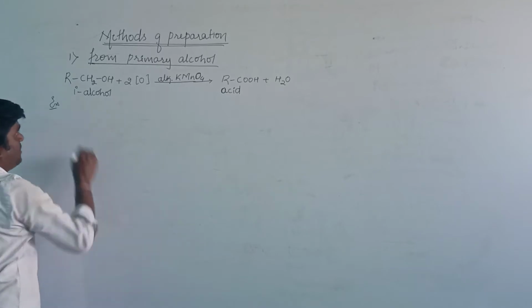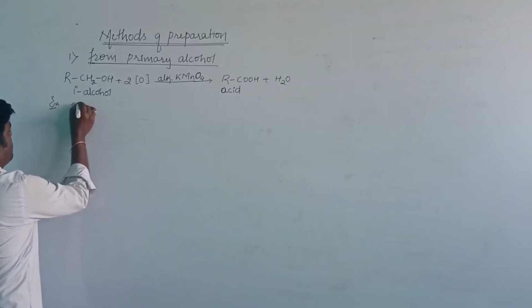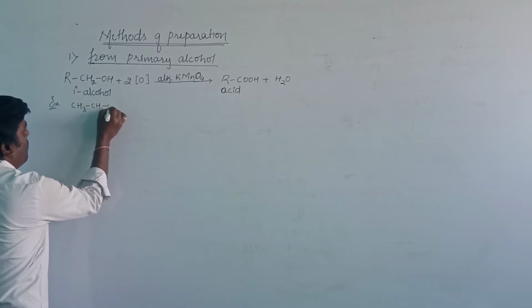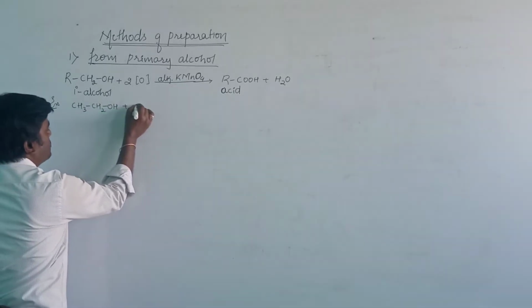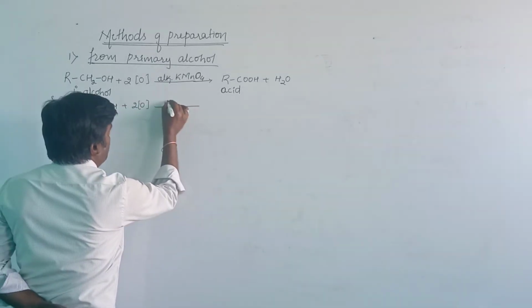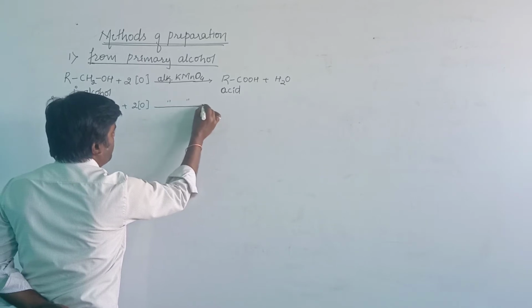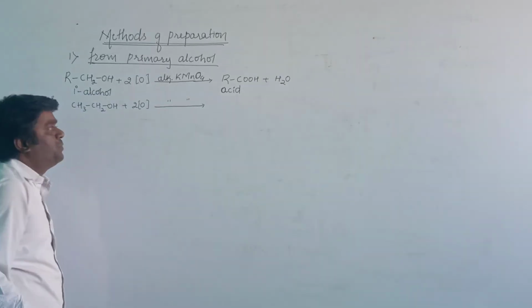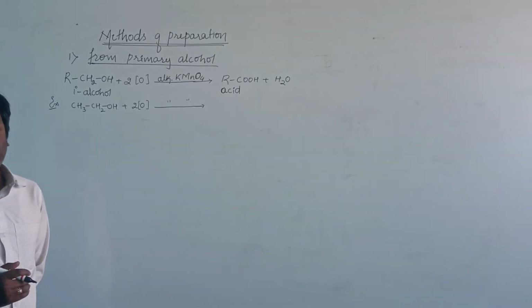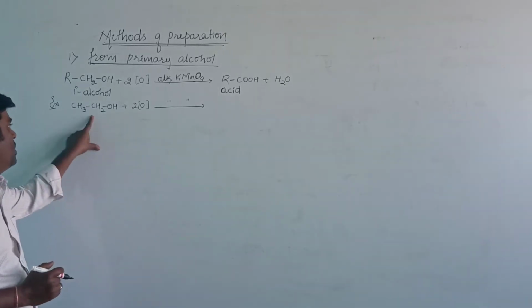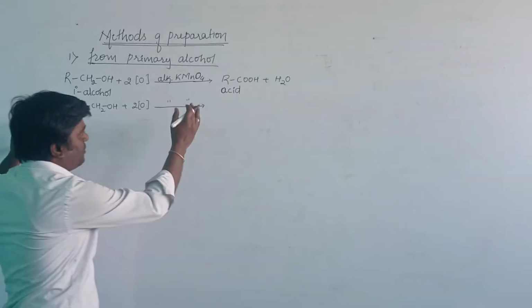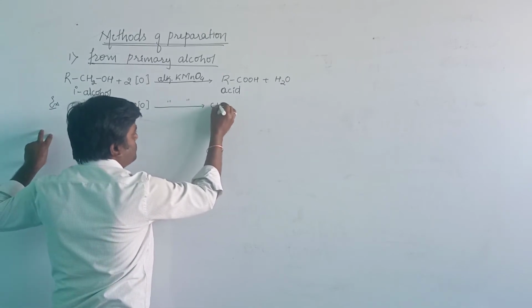In the place of R, we can take CH3, so CH3CH2OH. When it undergoes oxidation in the presence of alkaline KMnO4, it will give the carboxylic acid. The carboxylic acid contains the same number of carbon atoms as present in the alcohol. So here the number of carbon atoms is 2, and the carboxylic acid also contains 2 carbon atoms.